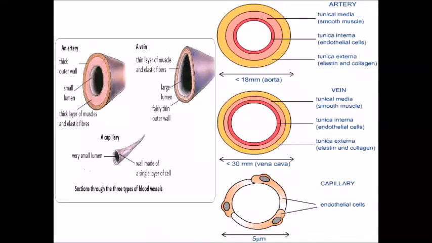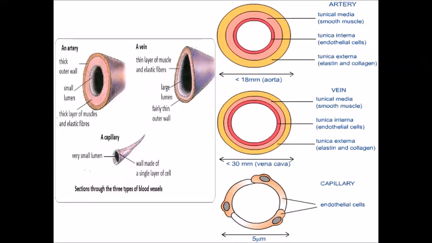Arteries and veins both have unique cross sections. So arteries in general are quite thick in the wall with a thin hole or lumen, that's the tube that the blood goes through, whereas veins have a thinner wall and a larger lumen or a larger hole the blood can pass through. And we can see right at the bottom there, capillaries are simply one cell thick.